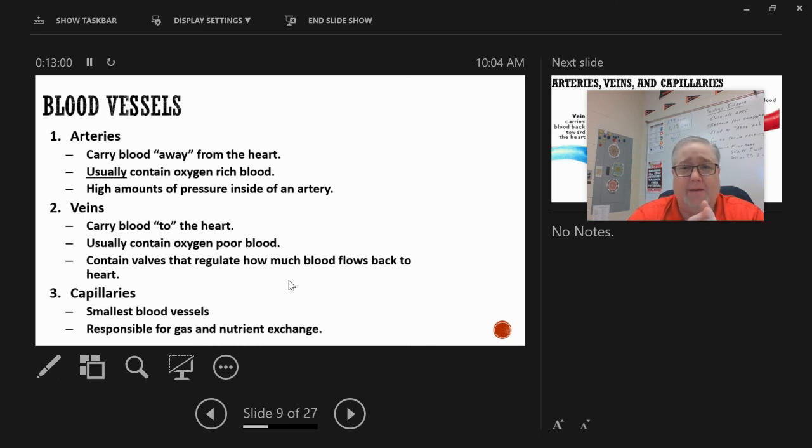I mean, think about that. If blood is flowing back into your heart at a very high rate, then that could cause too much blood to come into your heart. And then finally, the last one is capillaries. Capillaries are small blood vessels. That's where all our gas and nutrient exchange takes place. But again, we'll get more into that when we get into the heart.